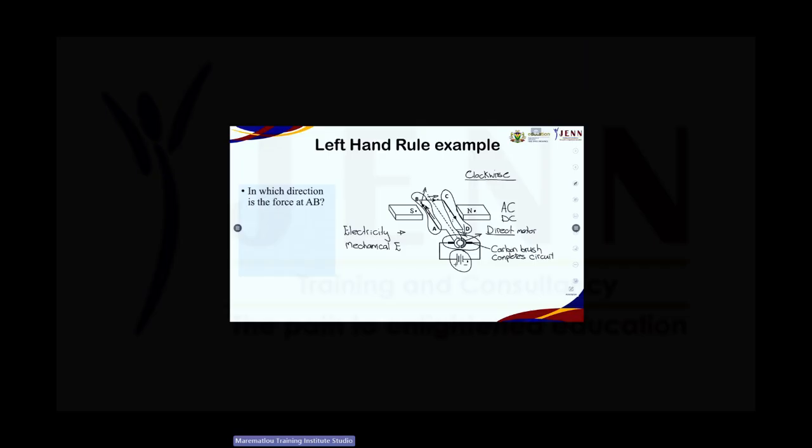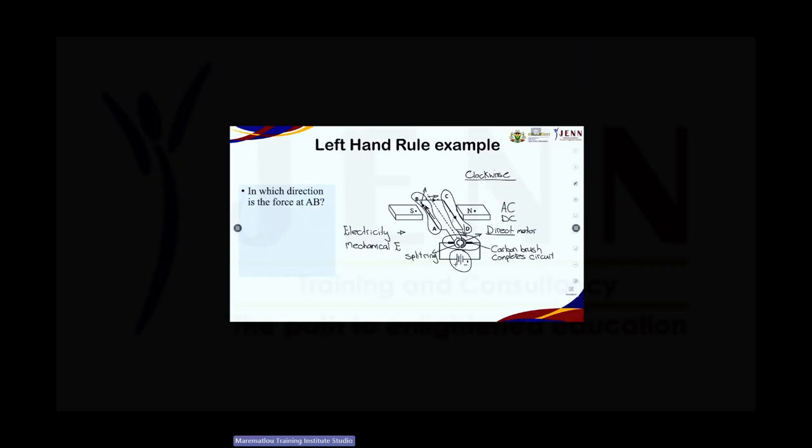Then if I look at this ring that I have here, this ring is called a split ring. You will see when we start with the generators, we are going to have two different rings, but this one specifically is going to be a split ring. And that helps your electrical current flow in one direction the whole time in your coil.